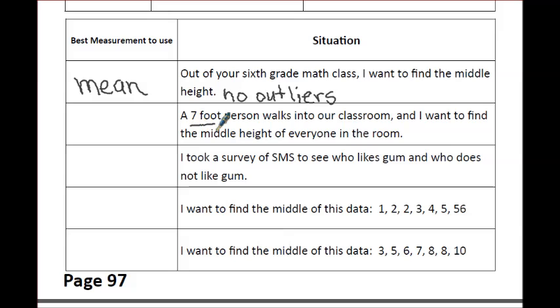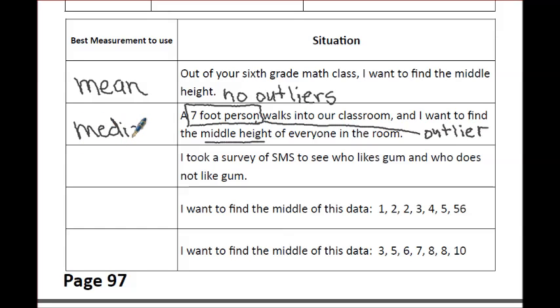But if you look at the 6th grade math class, and there's a 7-foot person that walks into our classroom, and I want to find the middle height of everyone that's in the room, then this 7-foot person would be way, way, way taller than everybody else in our classroom. So this would be our outlier. That height is out and far away from the rest of the heights in the classroom. So the median would be a better representation so the 7-foot person doesn't skew the data to one side.